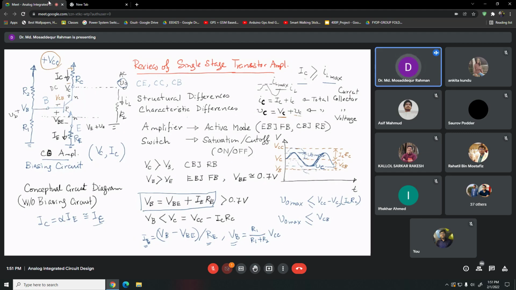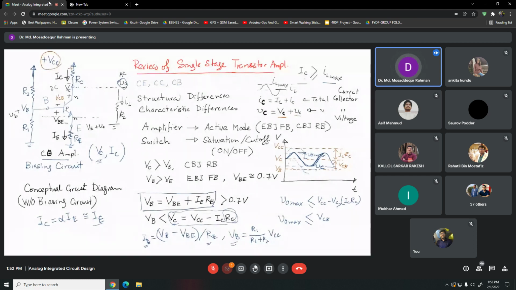And once IC is fixed and you know how much VC is needed, then you use this equation here and try to find out what should be the value for RC, so that you get this value for VC, the collector voltage. And of course, this voltage has to be greater than VB, to ensure that VCB also has this voltage. So this is how you design the biasing circuit of the amplifier that will meet the voltage and current requirement of your load.